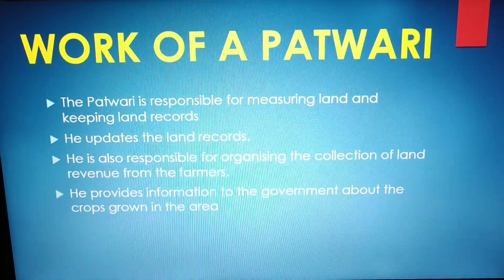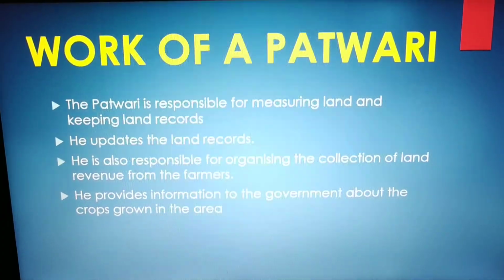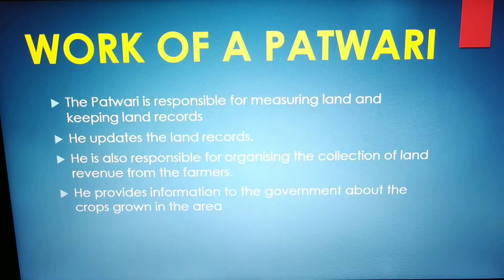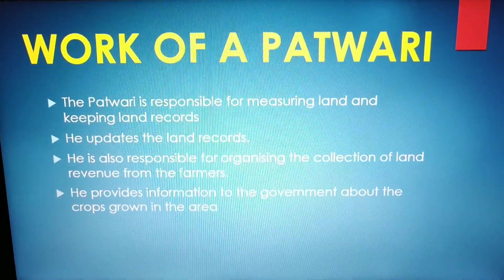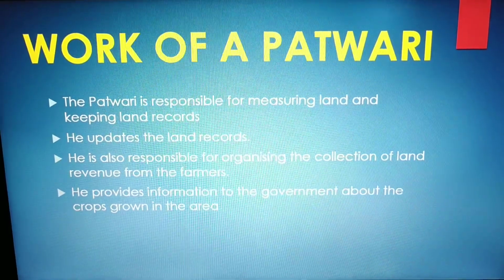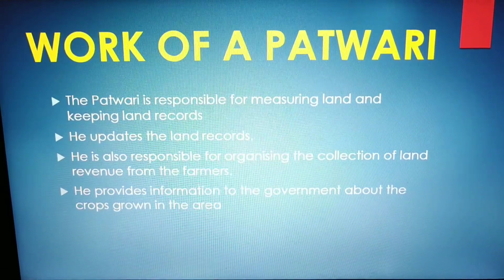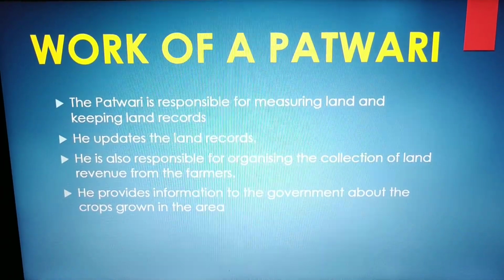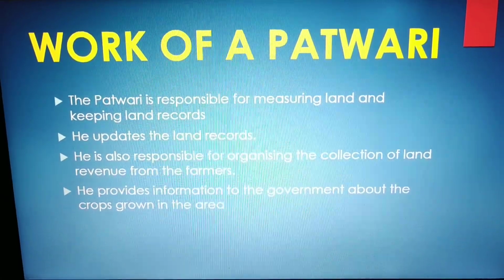Whenever he maintains a record, he writes in that record who is growing which crop, and it needs to be updated. You can understand, because if the Patwari has to keep the record, he has to update it on a regular basis, because the crops grown are different season wise, so he has to maintain it regularly.